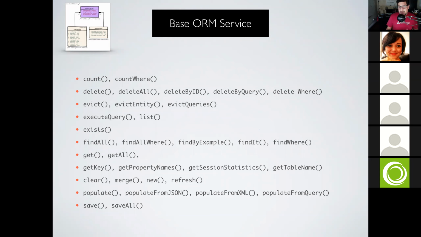You can actually get information about your entity. You can say, give me the key value. So that means give me the primary key, give me the primary key value, give me the property names, give me the session statistics about this entity, give me the table name it represents, and much more. You can clear, merge, or create new entities off of it. You can do populations, and of course, saving. So lots and lots of different things that you can do with the base ORM services.